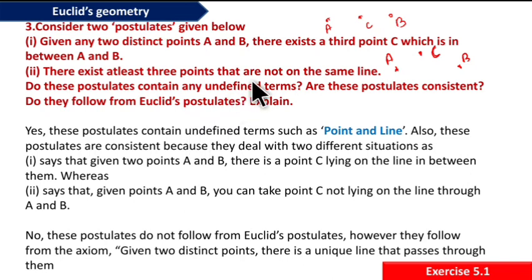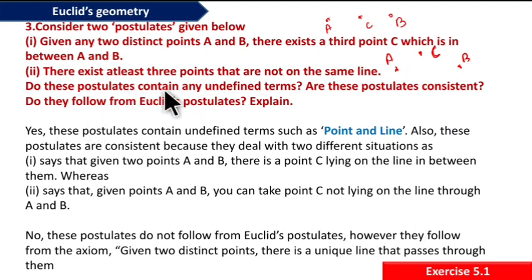And next question. Are these postulates consistent? Yes, these postulates are consistent because they deal with two different situations. Because this is different, this is also different, right? Here we are having 3 points on the straight line. Here they are not on the straight line. So we can say that this is consistent because they deal with different situations.